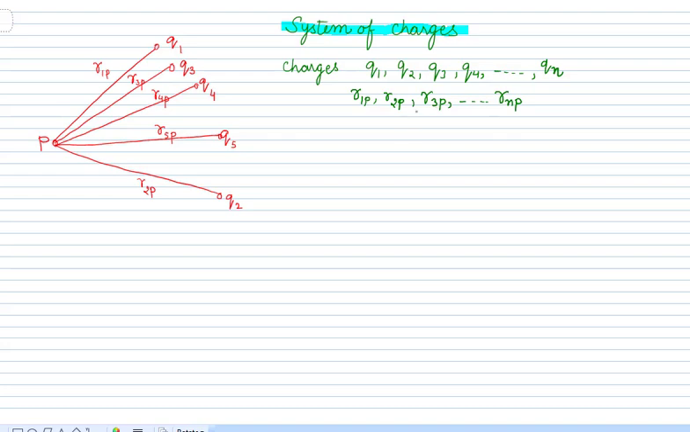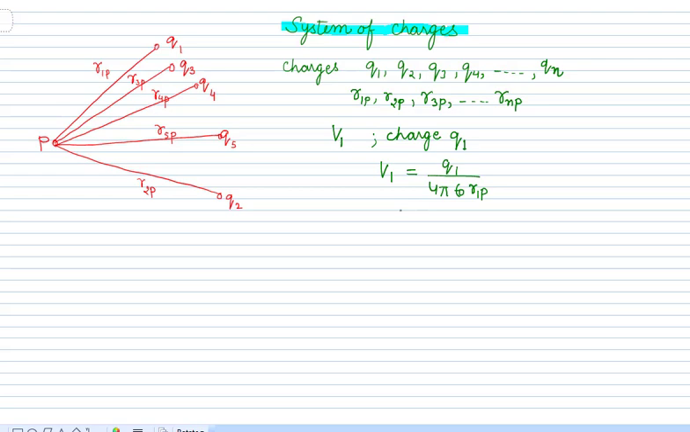So we want to calculate the potential at point P due to the system of charges. In order to calculate the total potential, we have to take these charges one by one, and then go through the total electrostatic potential. So let us start with the first charge. The electrostatic potential V1 at point P due to charge Q1 is given as V1 is equal to Q1 upon 4 pi epsilon naught R1P.